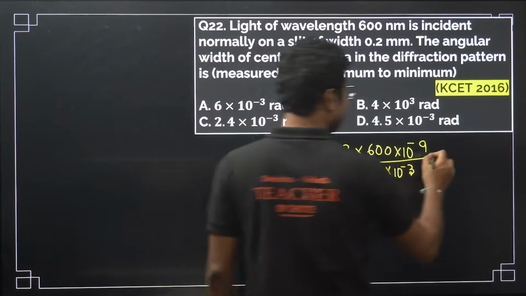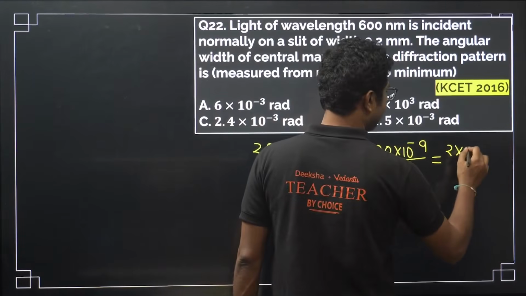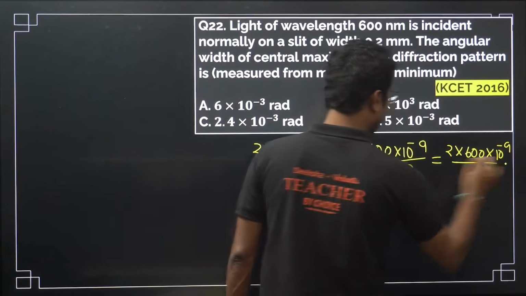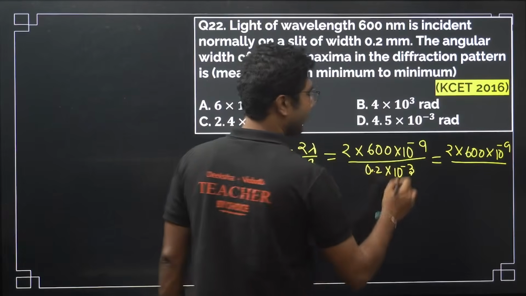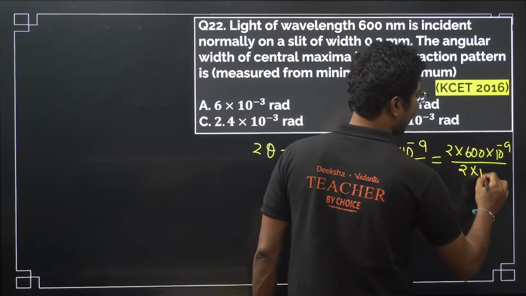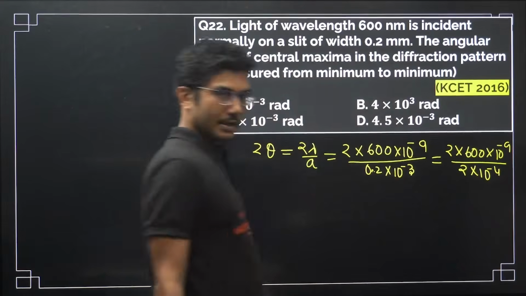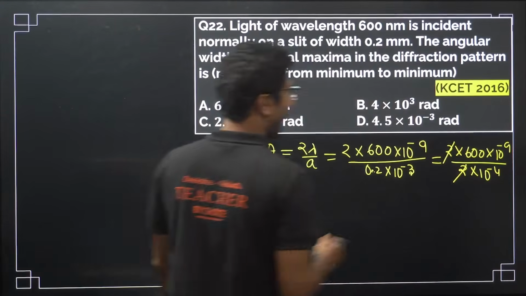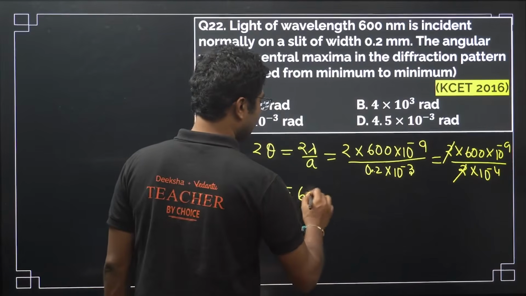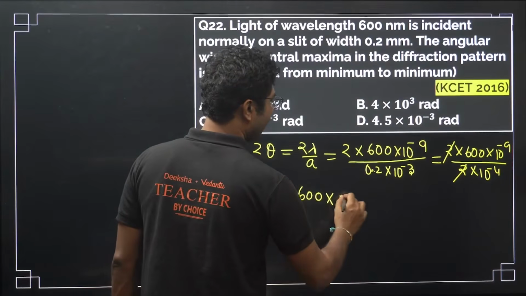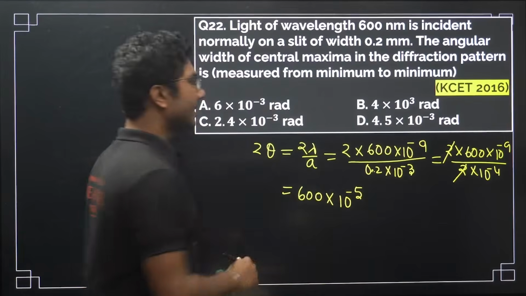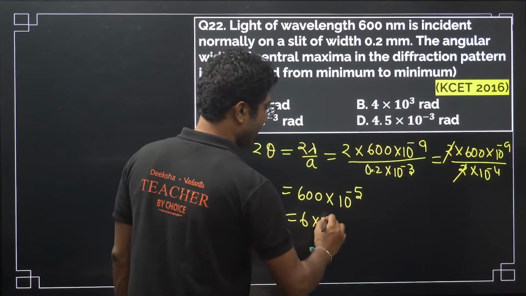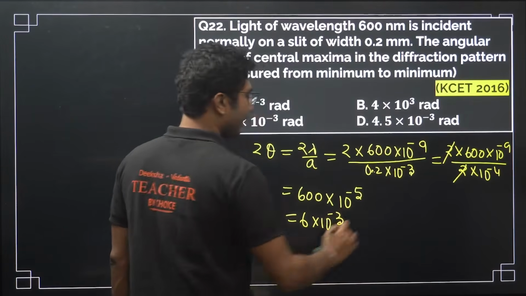You can take the decimal out: 2 into 600 into 10 to the power of minus 9, and making the slit width 10 to the power of minus 4. So the 2 cancels and we get 600 into 10 to the power of minus 5, or 6 into 10 to the power of minus 3 radian.